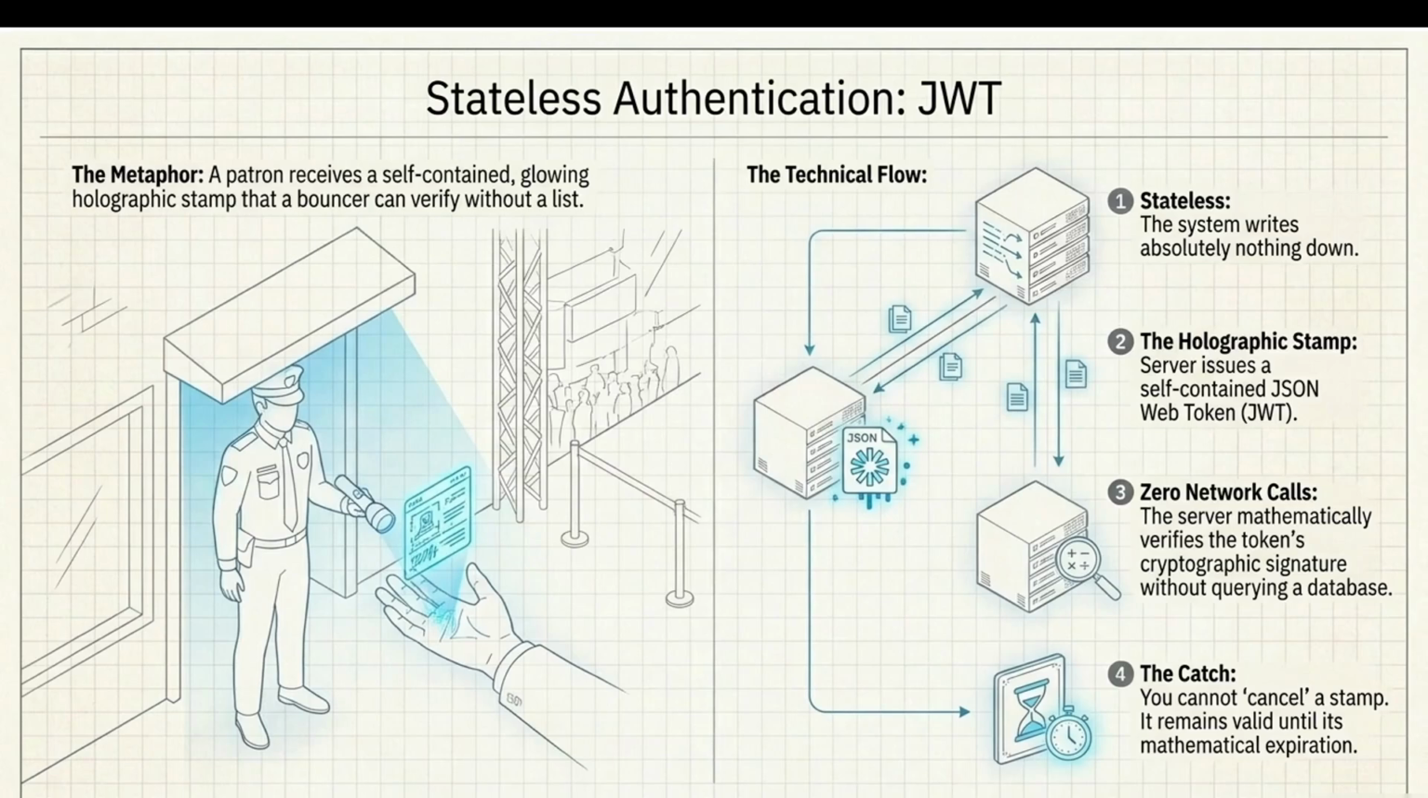Then comes zero network calls. The server mathematically verifies the token's cryptographic signature without querying a database. It need not log in or query the database, and it verifies with the token's cryptographic signature. And then the last catch, the last point: you cannot cancel a stamp. It remains valid until its mathematical expiration.